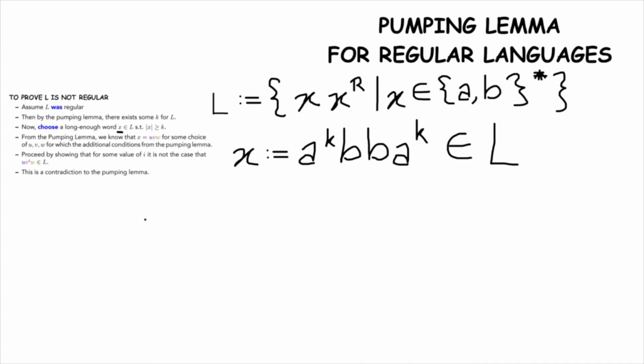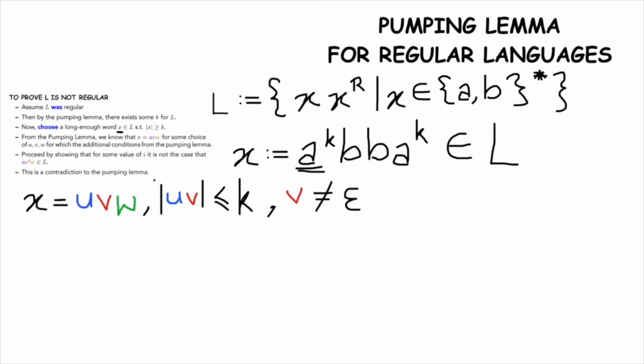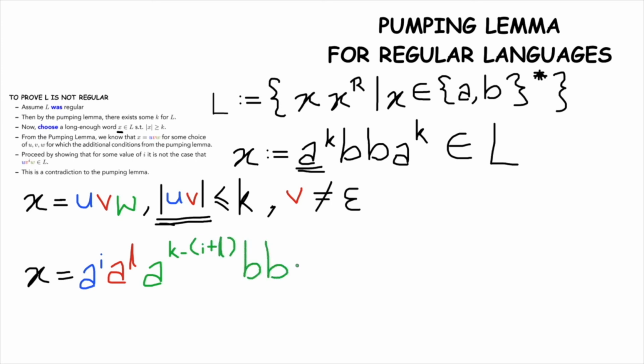Again, assuming this language is regular, there must exist an automaton for it, and therefore there must exist some k for this language L. And this word x equals a to the k, b, b, a to the k can be split into 3 subparts, u, v, and w. Because u and v have to be within the first k letters, u and v have to be within the first k a's. Therefore, again, u will be an arbitrary block of a's of length less than k. v will be another arbitrary length of a's less than k. w will be the remaining a's followed by b, b, a to the power k.